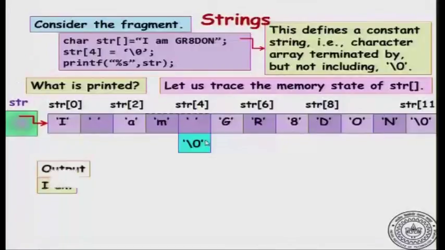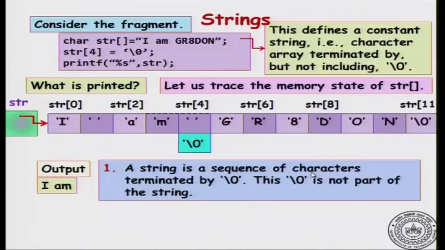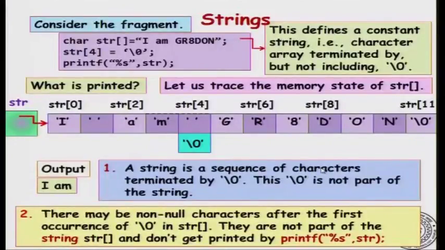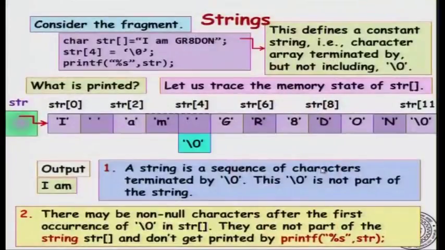So, what will happen when you print? It will just print "I am" and stop there. It will not print the remaining characters. And why does that happen? A string in C, as far as C is concerned, is a sequence of characters terminated by a null. This null is not part of the string.